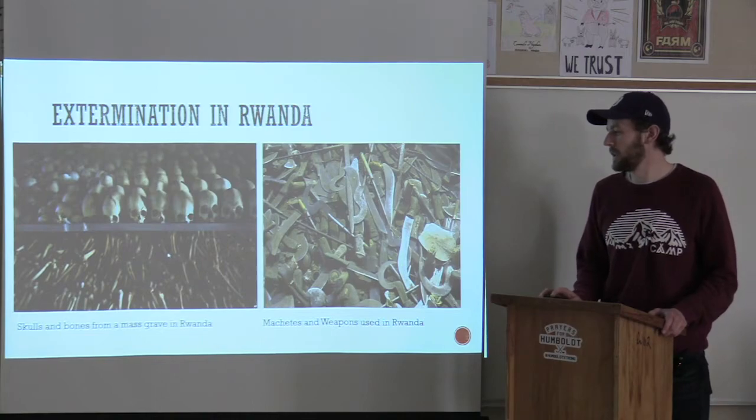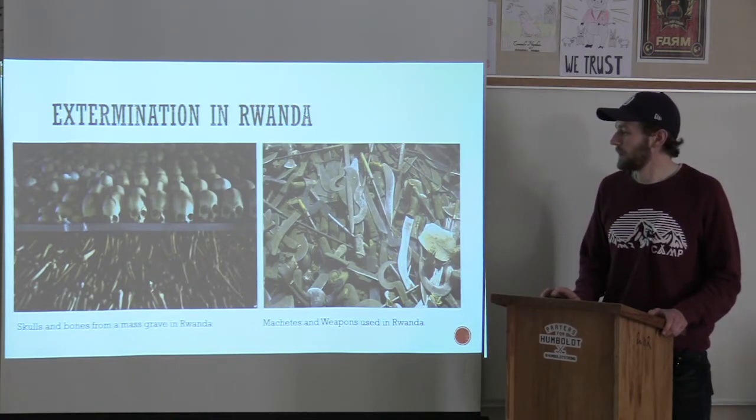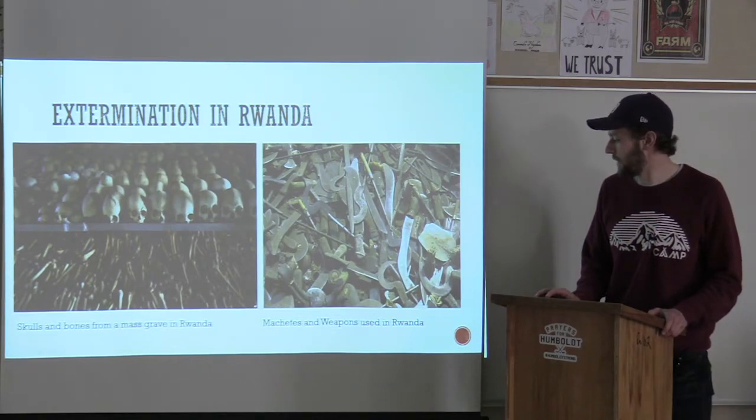In Rwanda, most of the killing was done with machetes. So on the left here, you have some pictures of skulls and bones from a mass grave in Rwanda, and then on the right, you have the machetes that were actually used in the genocide.